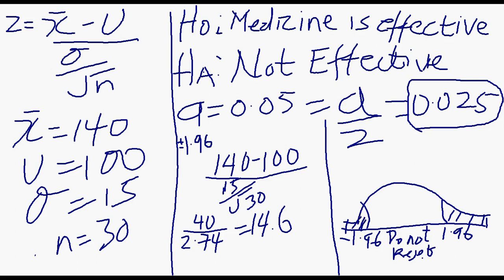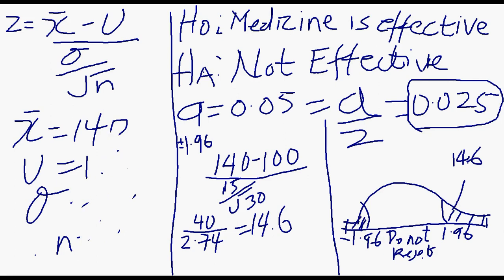So 14.96, 14.6 is here. Right, so we reject the null hypothesis that the medicine is effective, or we fail to accept the null hypothesis.